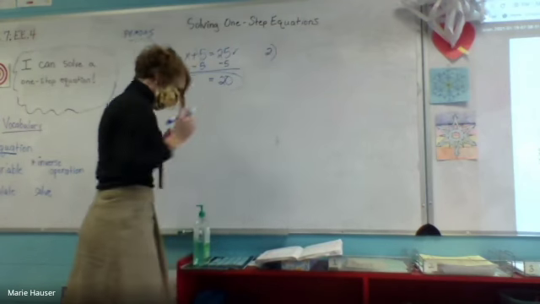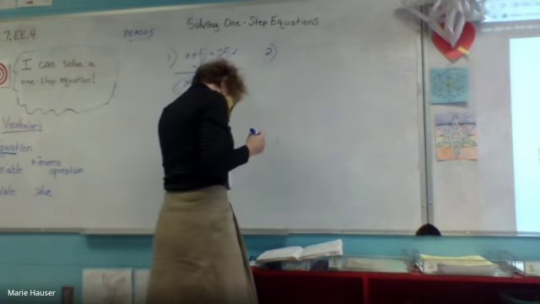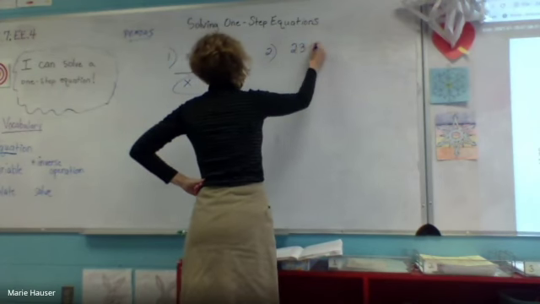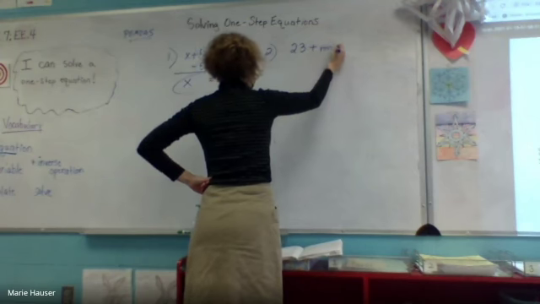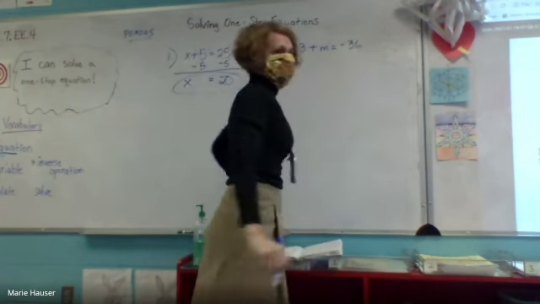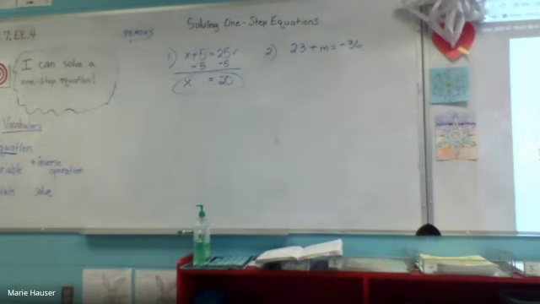Let's do another one. Number 2. All right, everybody. Jason? 23 plus M equal to negative 36. All right, now let's just pump up the jam already on number 2. Write down through it. We'll do observe.